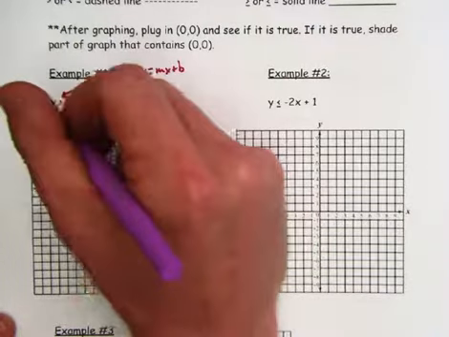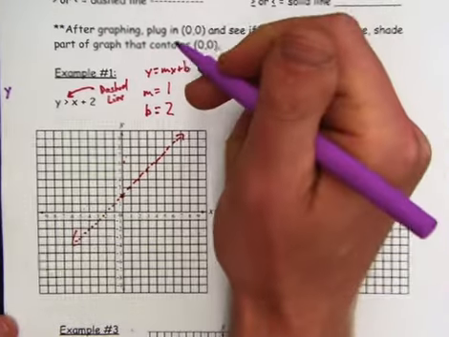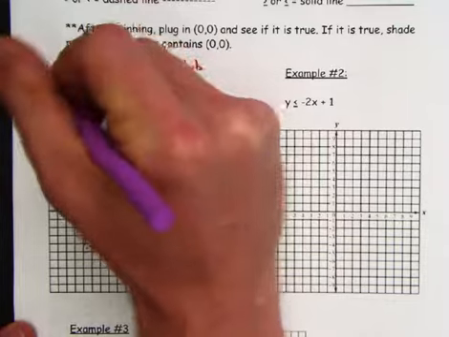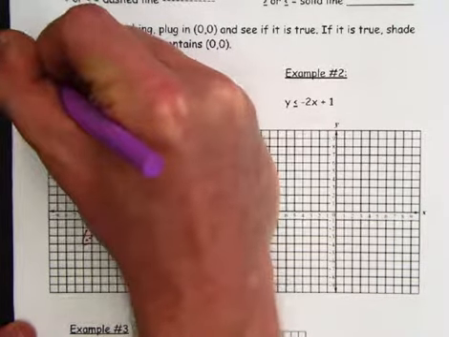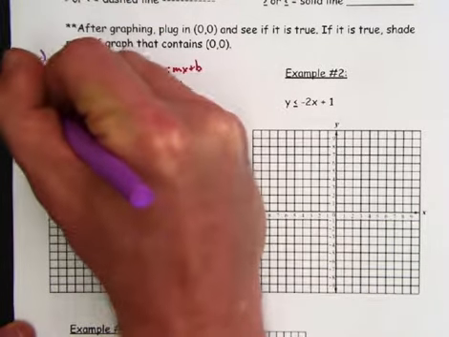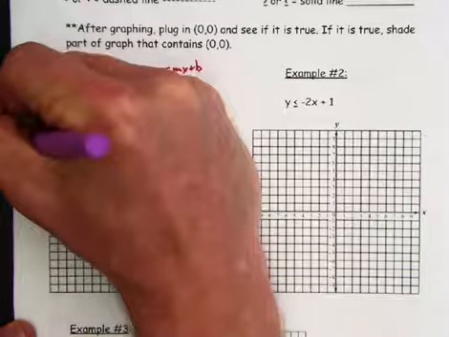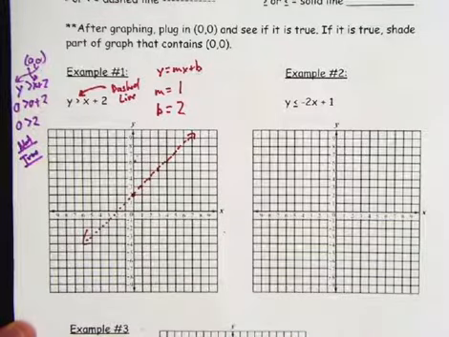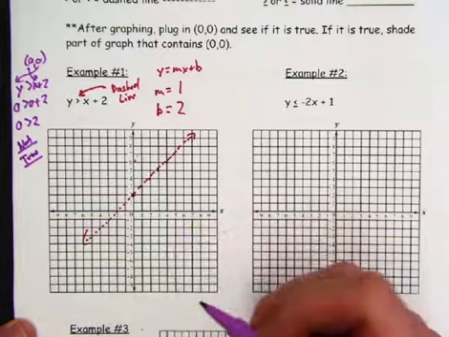So let's try that. We have y is greater than x plus 2. Move this over so you can see. I'm going to plug 0, 0 in. So 0 is going to go in here, and 0 is going to go in here. So I've got 0 is greater than 0 plus 2, or 0 is greater than 2. Is that true? Not true. So that means the side that has 0, 0 is not going to satisfy the equation.